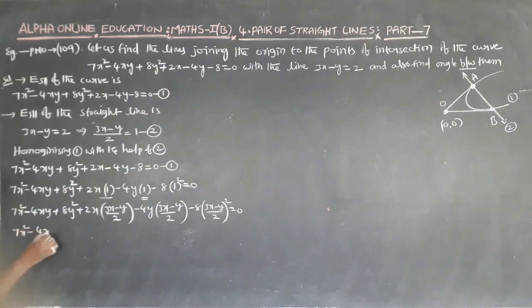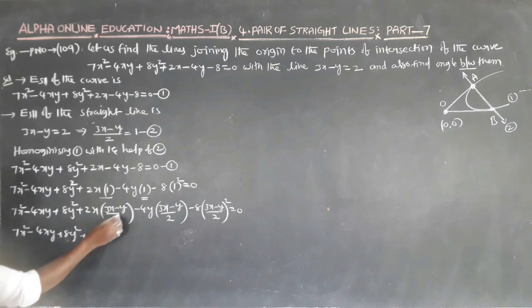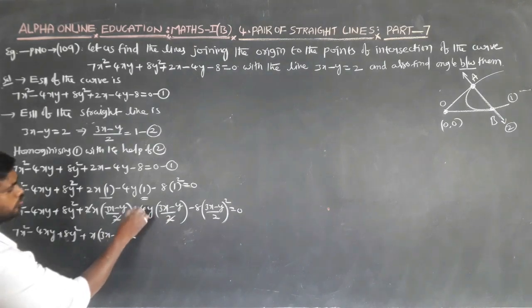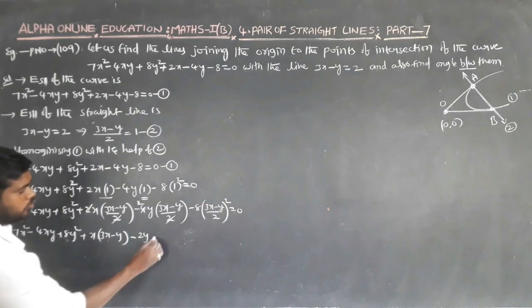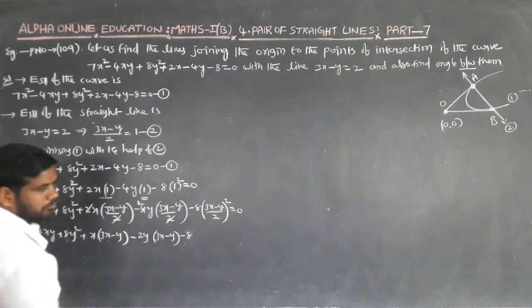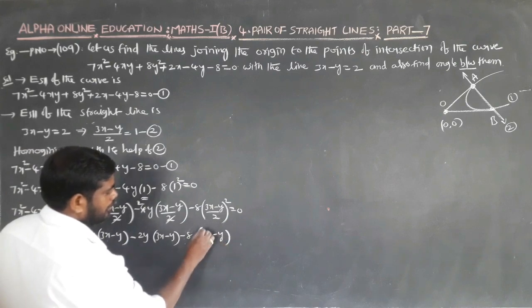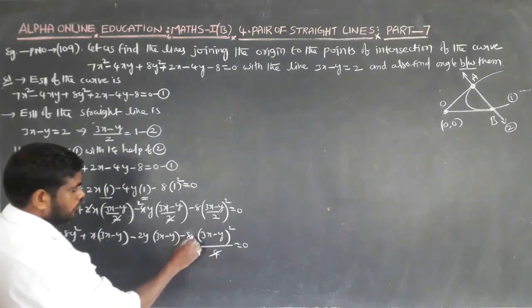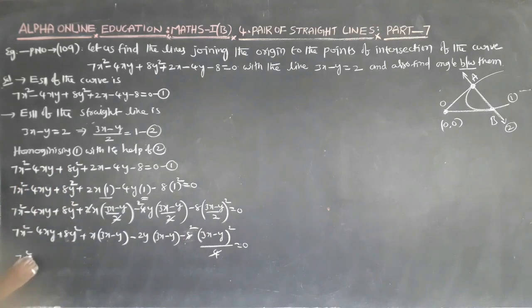First of all, write the last term with numerator squared and denominator squared. 7x² − 4xy + 8y² + 2x·(3x − y)/2 − 2y·(3x − y) − 8·(3x − y)²/4 = 0. The 2s cancel, and the 4 cancels with the 8. So 7x² − 4xy + 8y² + x·(3x − y).